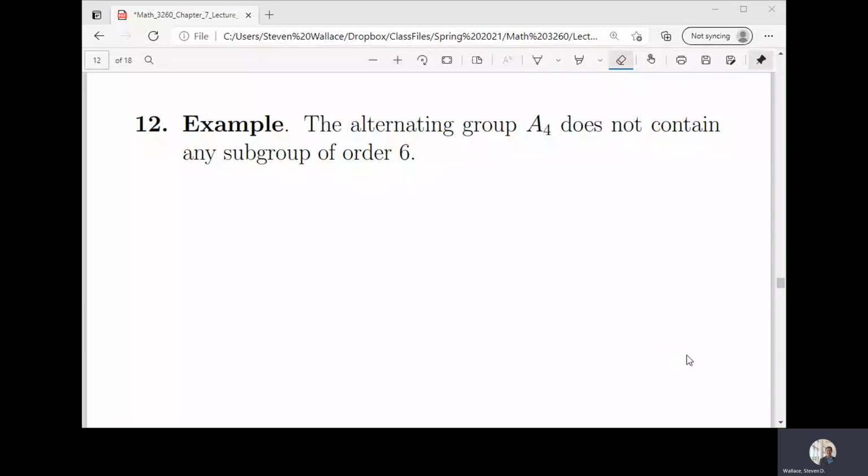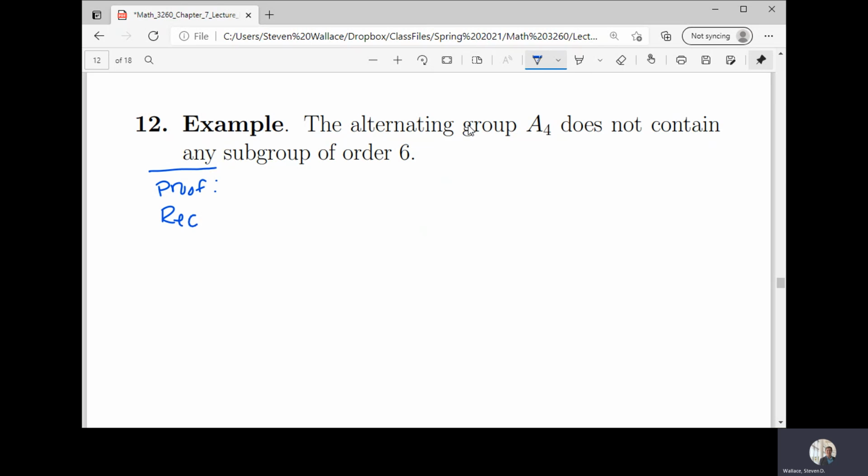Hi, we're back. So we're going to finish up chapter 7 here with a couple examples. First one is to show that the alternating group on 4 letters does not contain any subgroup of order 6. So remember what chapter 7 is about. Chapter 7 is about Lagrange's theorem. So let's recall a few things.